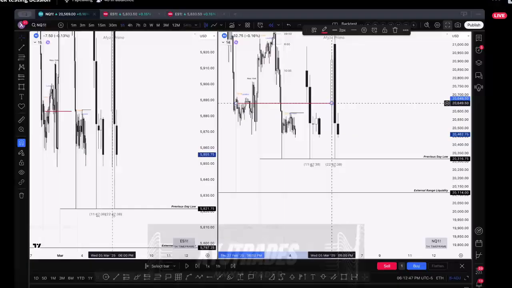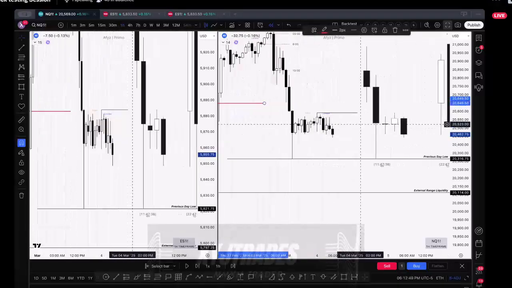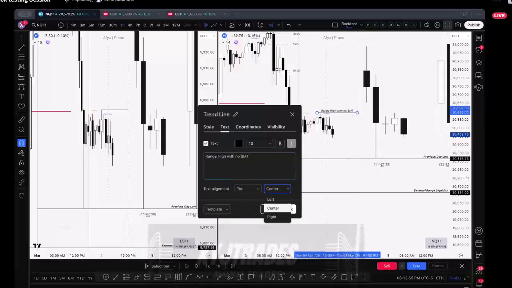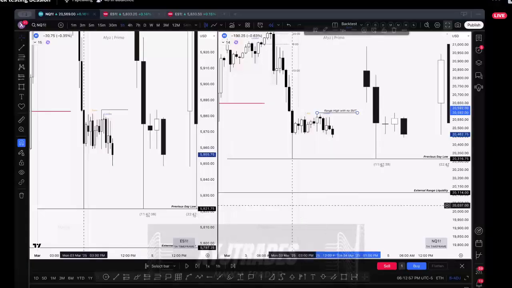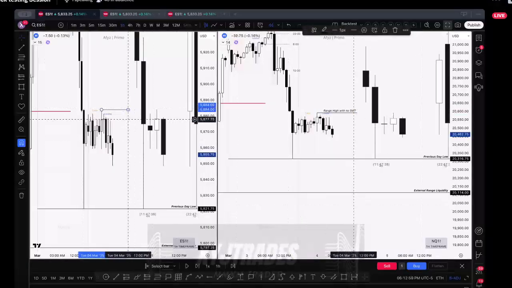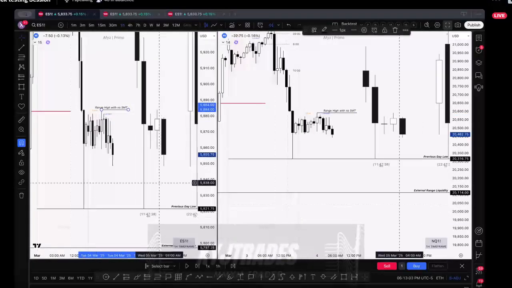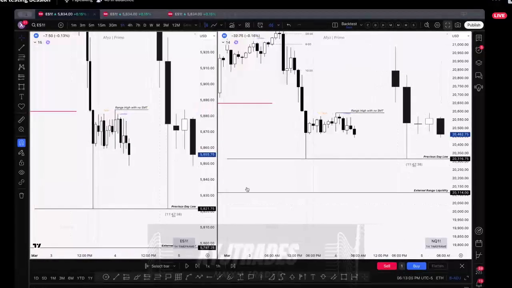I'll just move that off to the left. Here is the range high with no SMT. And I'll keep that on my chart, right? As you know, the way I profile a daily candle, I'm going to be looking for an SMT to form at the daily high or low in almost all cases.